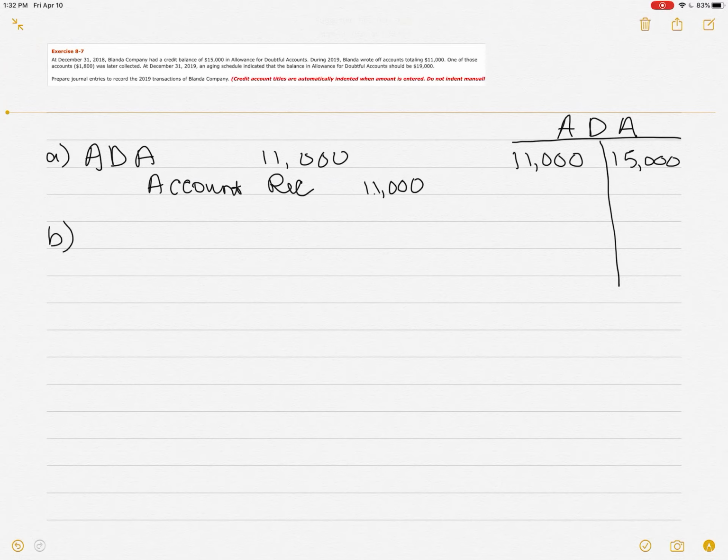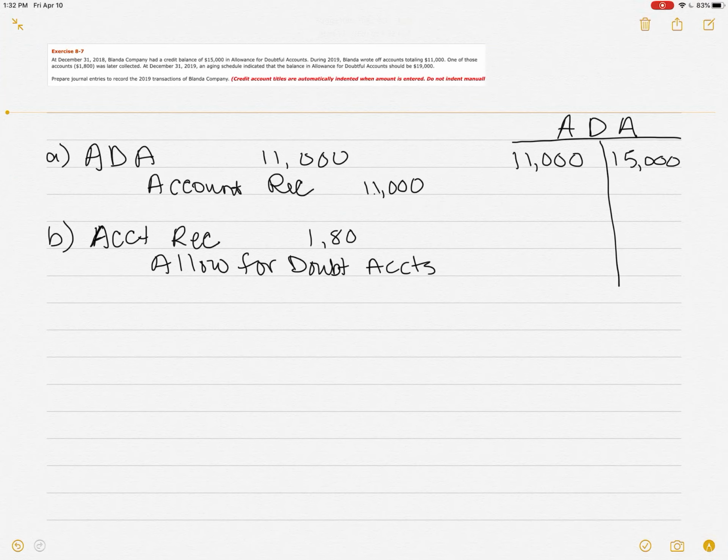The second part of this is saying that one of those accounts was actually collected later. What we're going to do then is always start with the debit to our account receivable, and we're going to credit that allowance for doubtful accounts. I'll just abbreviate. And that's for the amount that was actually paid. So you can see here now I have a credit of that $1,800.